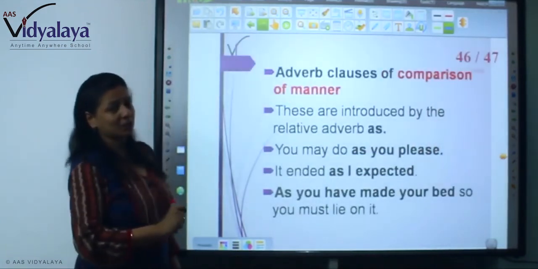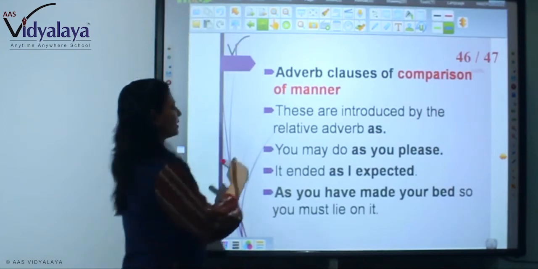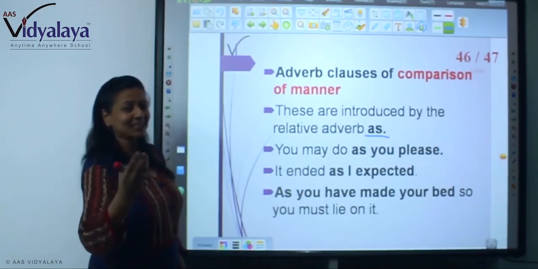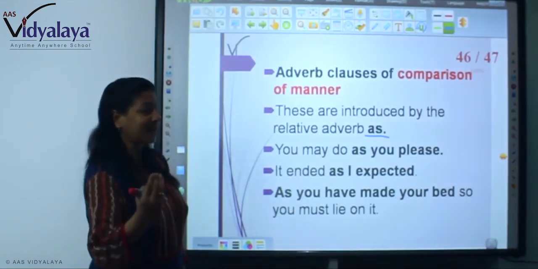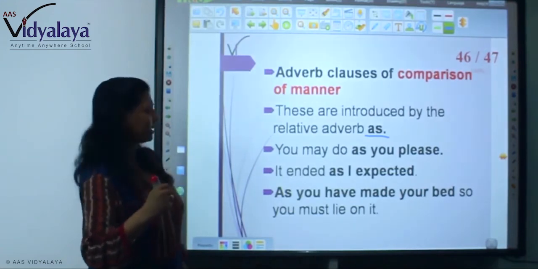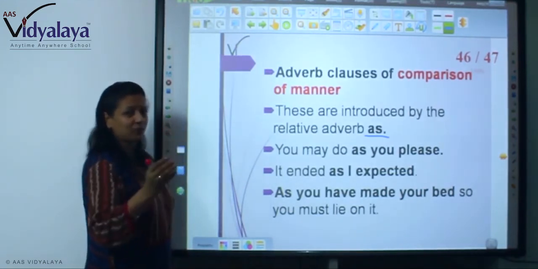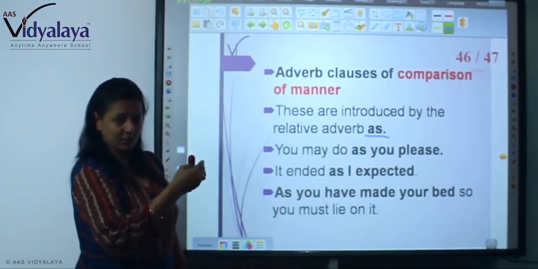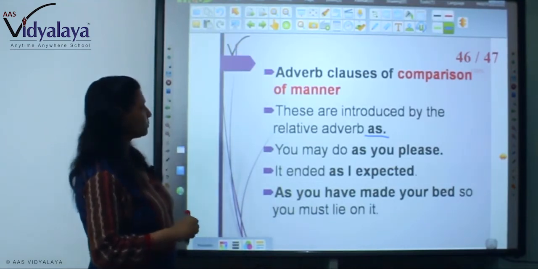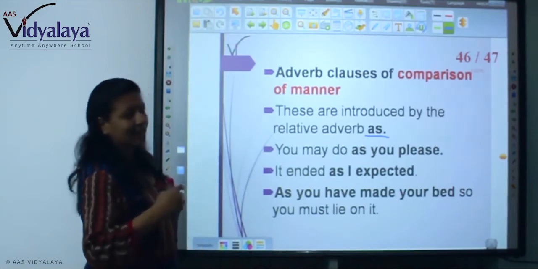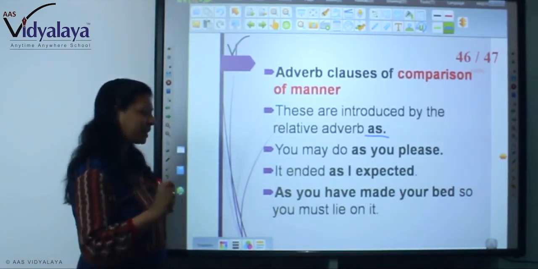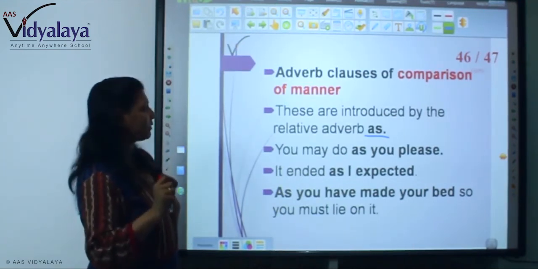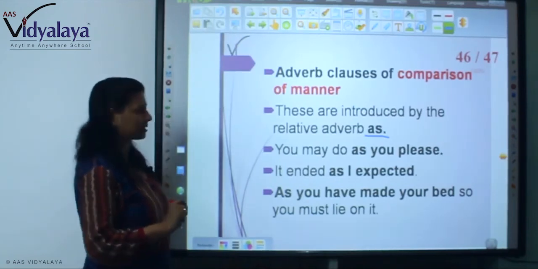Now comparison of manner. These are introduced by the relative word as. You may do as you please. So it is like a manner. So in this way we can find two types of adverb clauses: one on the basis of degree of comparison, one on the basis of manner. Now, it ended as I expected. As you have made your bed, so you must lie on it. So in the manner way we can find these are adverb clauses.